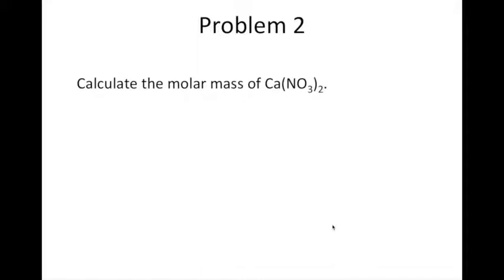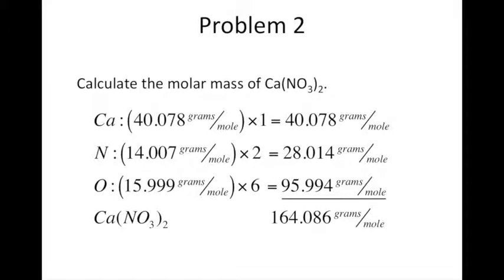Try one last one. Calculate the molar mass for calcium nitrate. Pause the video, use your periodic table, and solve this problem. So 1 mole of calcium nitrate is composed of 1 mole of calcium, 2 moles of nitrogen, and 2 times 3, we have 6 moles of oxygen. So we take calcium's molar mass times 1, nitrogen's molar mass times 2, and oxygen's molar mass times 6. Add those together to get the molar mass for calcium nitrate.